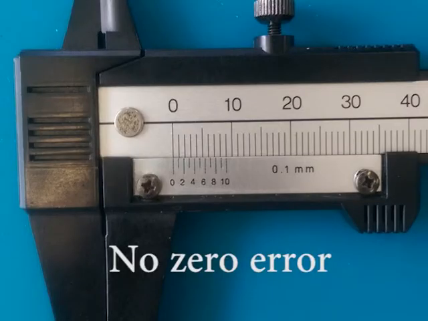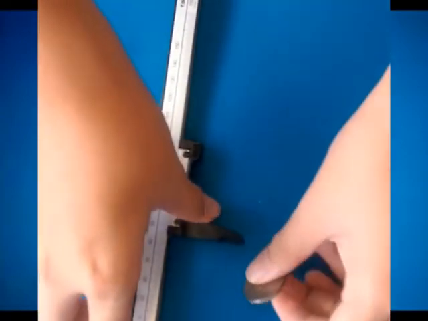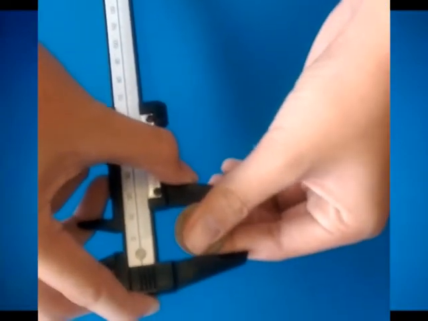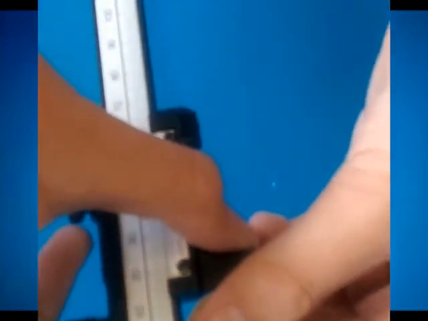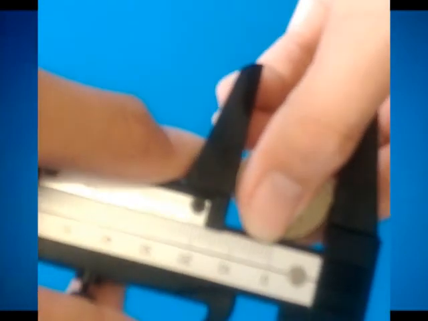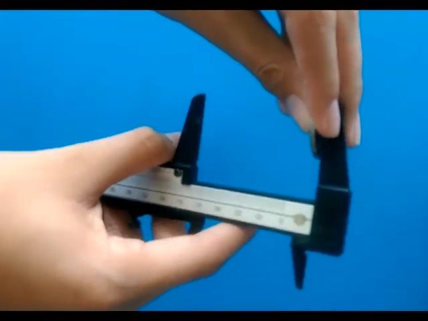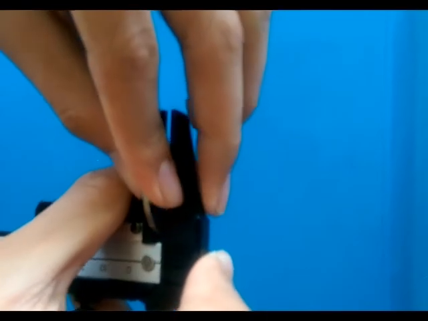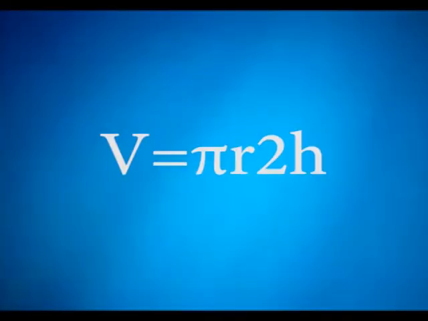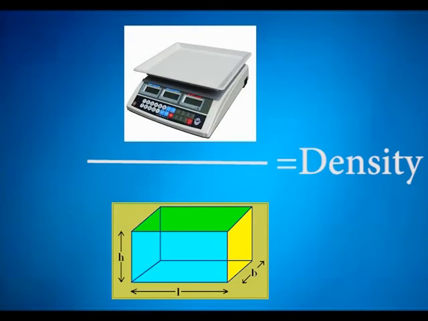To get the volume, we will first need to use a vernier caliper to measure the radius of the coin, which is the diameter divided by 2. Take note, we must take the diameter of the coin from 3 different sides and find the average of these readings to increase the accuracy of the measurement. Then, use the formula pi r squared times height to find the volume. Finally, take the mass of the coin in grams and divide it by the volume in cm cubed. The density will then be found.